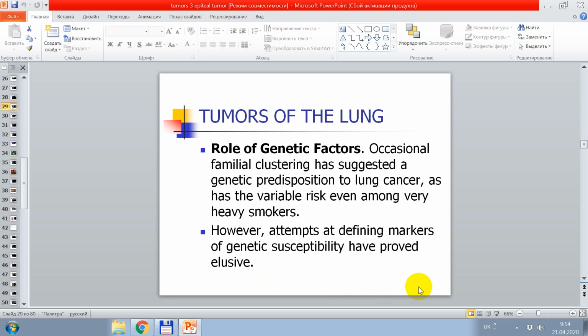Role of genetic factors in tumors of the lungs. Occasional family clustering has suggested a genetic predisposition to lung cancer, as has the variable risk among very heavy smokers. However, attempts at defining markers of genetic susceptibility have proved elusive.